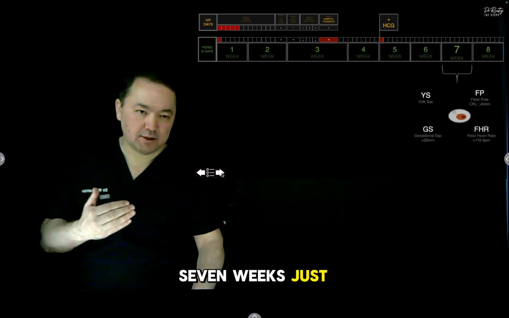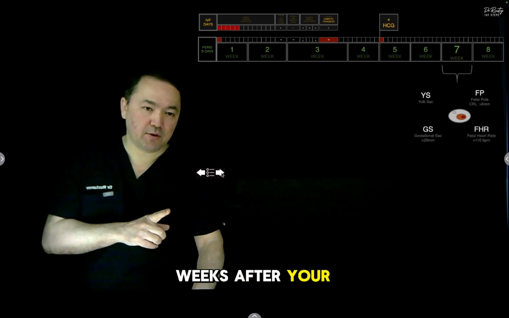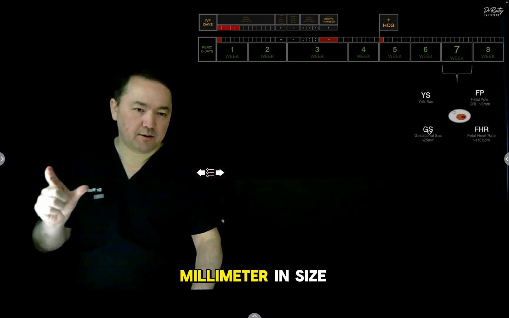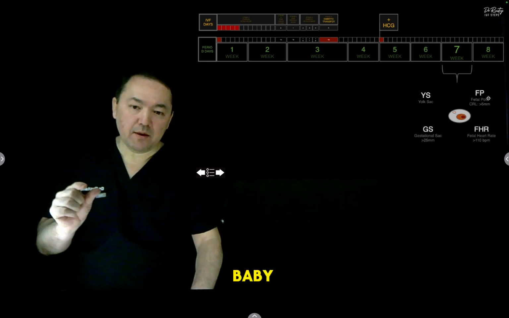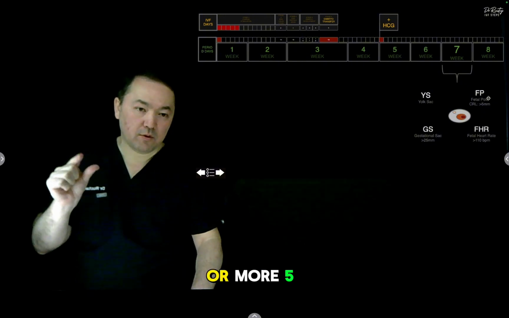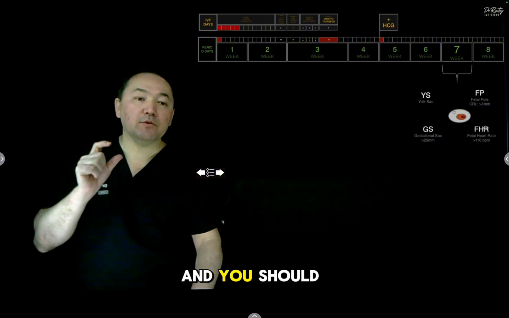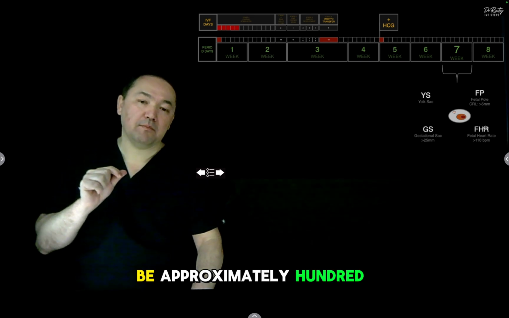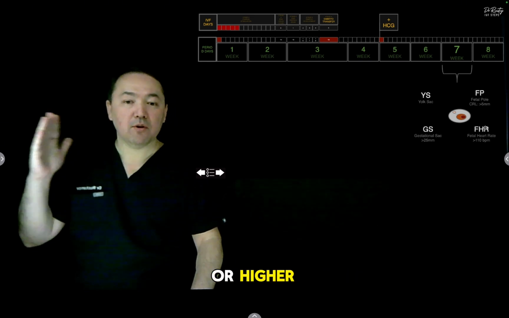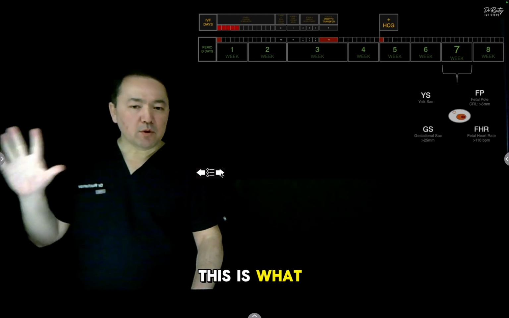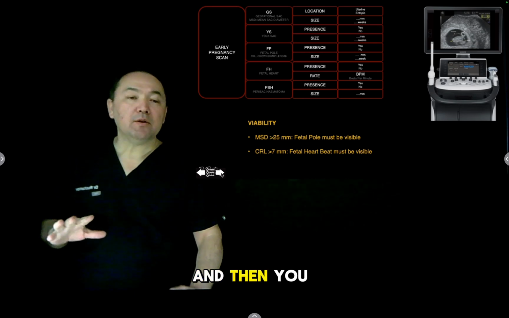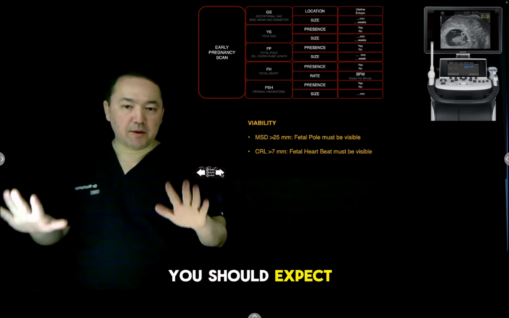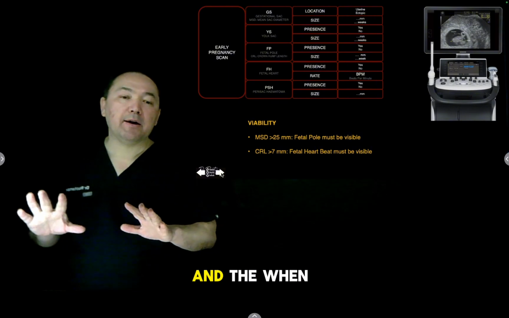Then at 7 weeks of gestation, which is 4 weeks after your embryo transfer, you should see a gestational sac which should be more than 25 millimeters in size. You should see yolk sac. You should see fetal pole of baby, which should measure half a centimeter or more, 5 millimeters or more, and you should see heartbeat which should be approximately 110 beats or higher per minute. This is what you expect in normal embryo development in IVF. And then you will have a 7-week scan. You should expect to see these parameters.